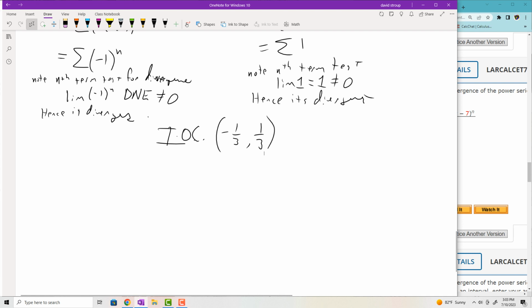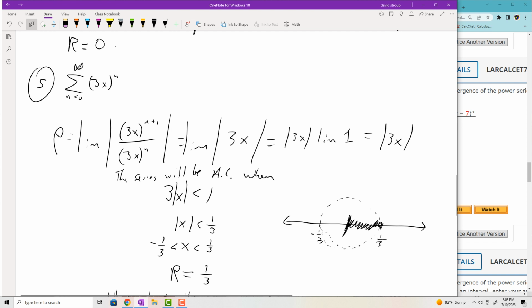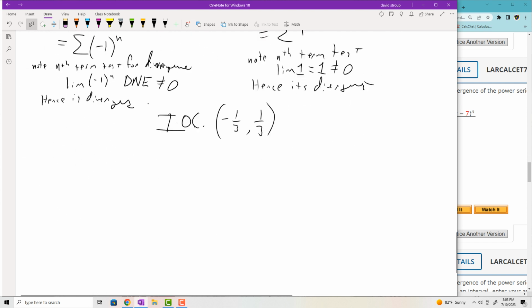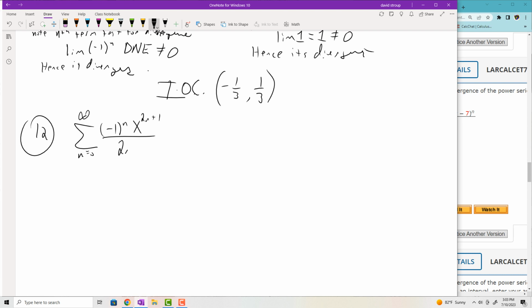Let's look at number 12. Actually, I want to give you a quiz here. We'll make the quiz you checking for convergence on the endpoints. So number 12, we have the series n equals 0 to infinity of -1 to the n times x to the 2n plus 1 all over 2n plus 1.